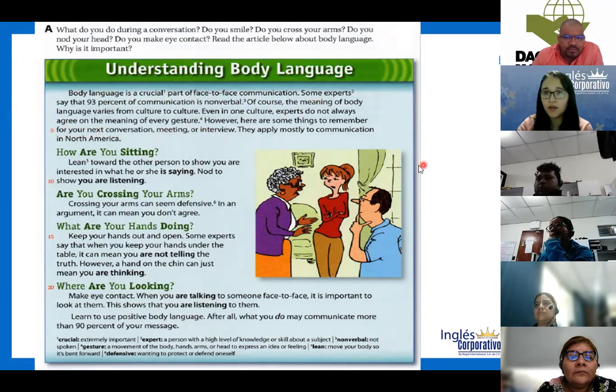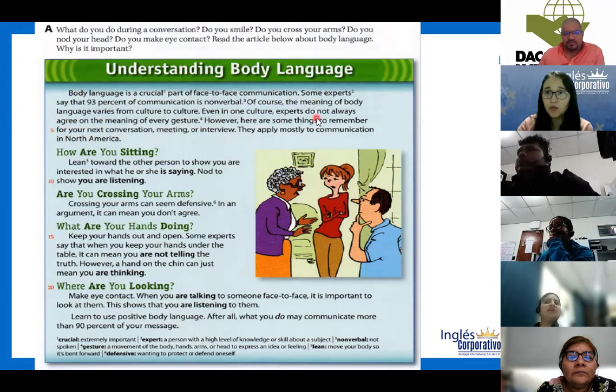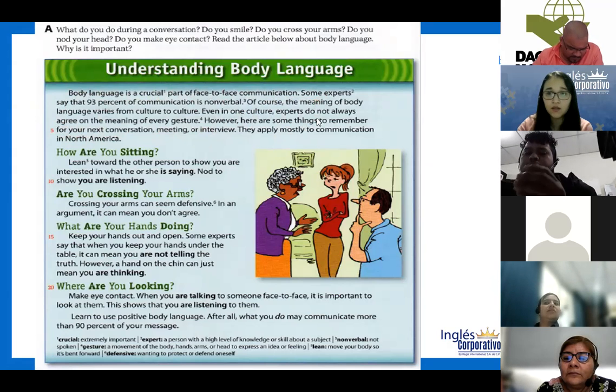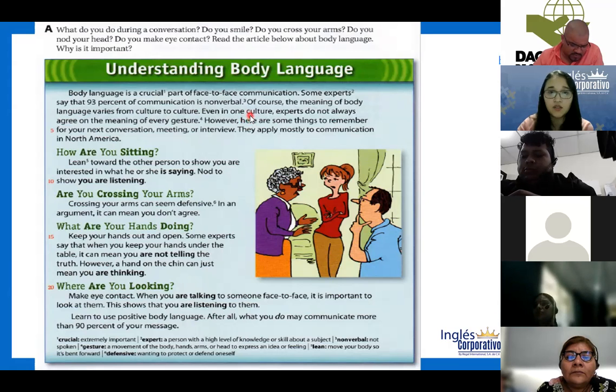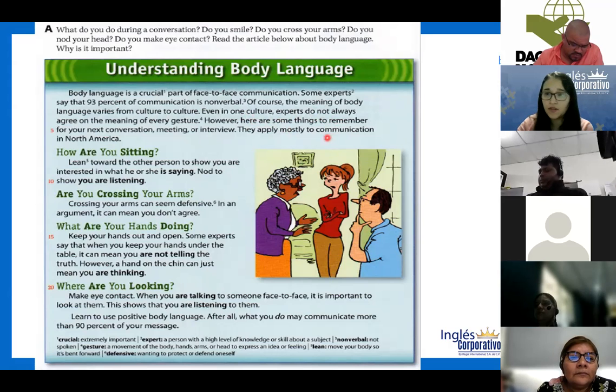Any word, guys, or any doubt about the first paragraph? No? Okay, perfect. Yes, Jorge? Gestures. What is the meaning of gesture? Los gestos, right? Gestures. Gestos. Yeah, the gestures. Okay, any other?